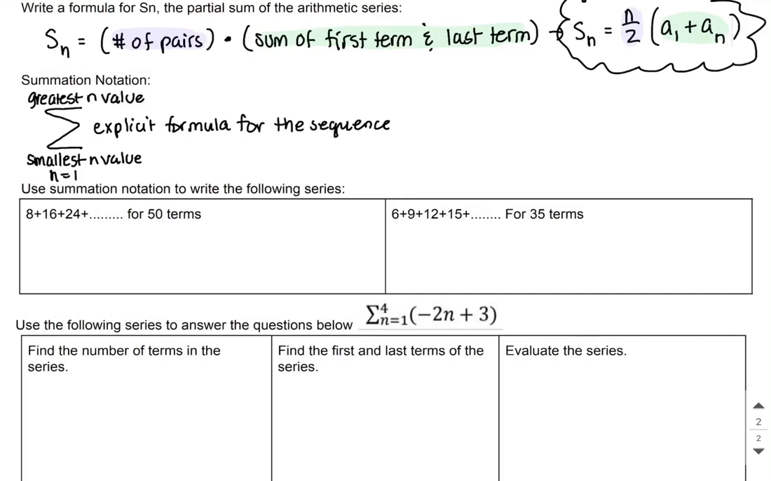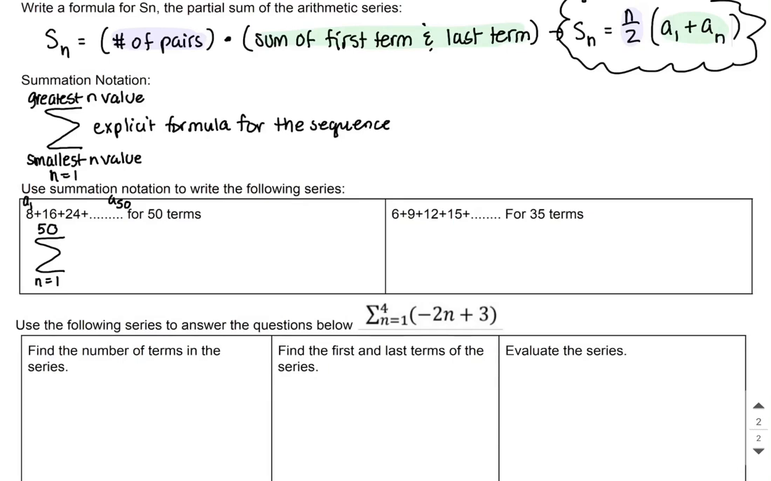So let's do an example of converting this into summation notation. I put my weird E looking shape on the top. I know I'm going from a sub 1 because it didn't specify otherwise, so I always just assume that's the first term, to a sub 50. I'm adding 50 terms together, 8 plus 16 plus 24 for 50 terms. So on the top, I'm going to put 50. On the bottom, I'm going to put n is equal to 1 because I'm starting with 1 and I'm going to 50.